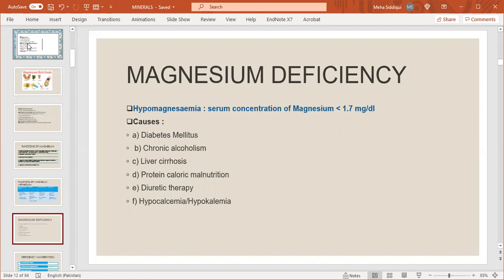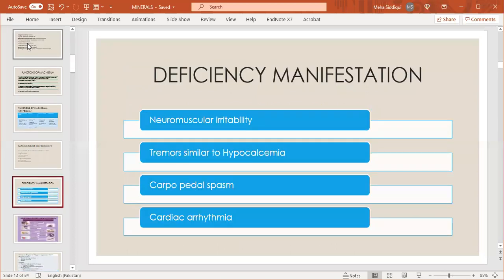Now, magnesium deficiency. What is hypomagnesemia? When serum concentration of magnesium falls below 1.7 milligram per deciliter, we label it as hypomagnesemia. The common causes are diabetes mellitus, chronic alcoholism, liver cirrhosis, protein caloric malnutrition, diuretic therapy, hypocalcemia, or hypokalemia. Deficiency manifestations are neuromuscular irritability, tremors similar to hypocalcemia, carpopedal spasm, cardiac arrhythmias.